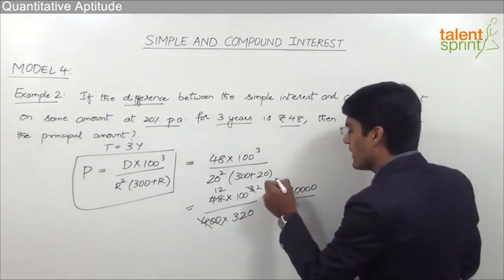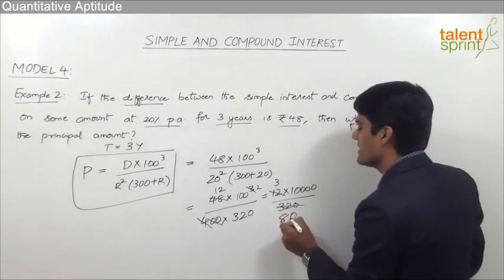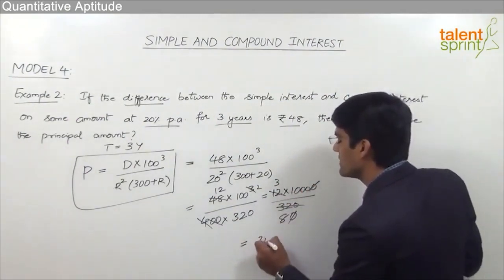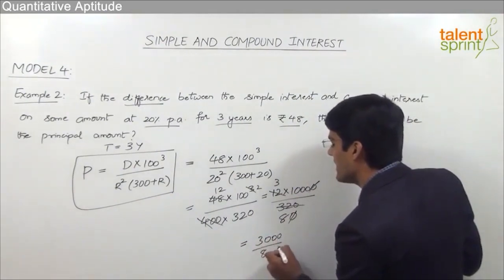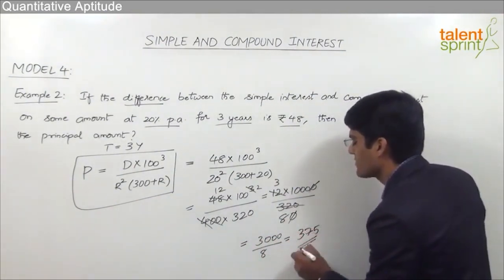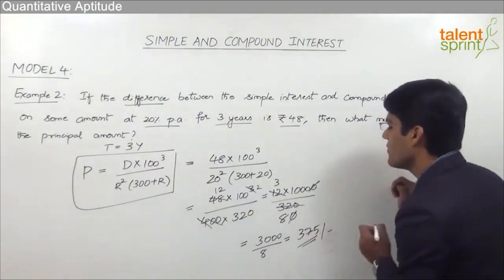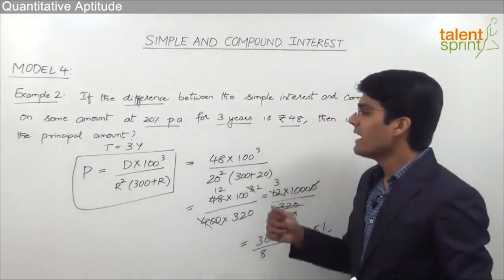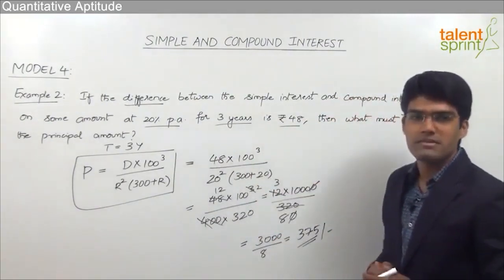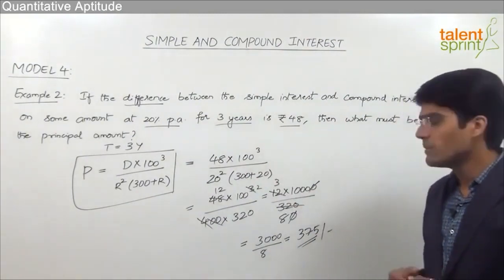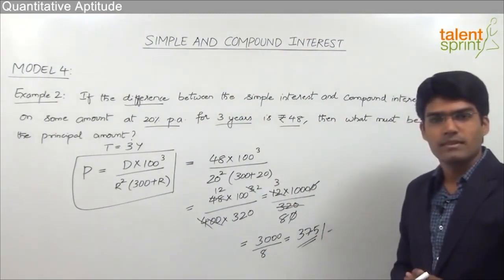So this is 4 into 3 and 4 into 80. Again a 0 gets cancelled and the final answer would be 3 into 1000, 3000 divided by 8, which comes out to be 375 rupees. So we can say that the principal amount should be 375 rupees for the difference to be 48 and the rate of interest being 20% per annum for 3 years. So this is how we can simply use the shortcut formula to get the required answer.